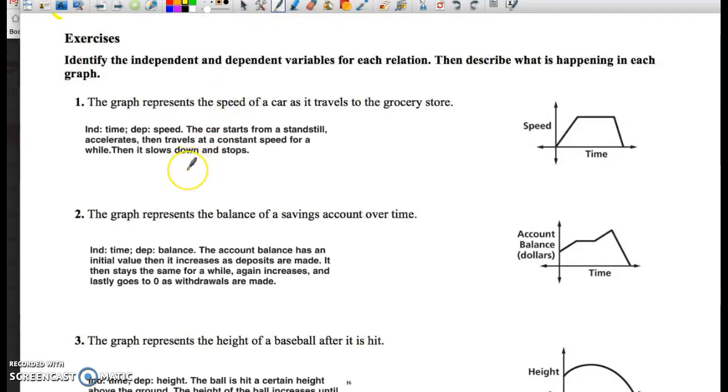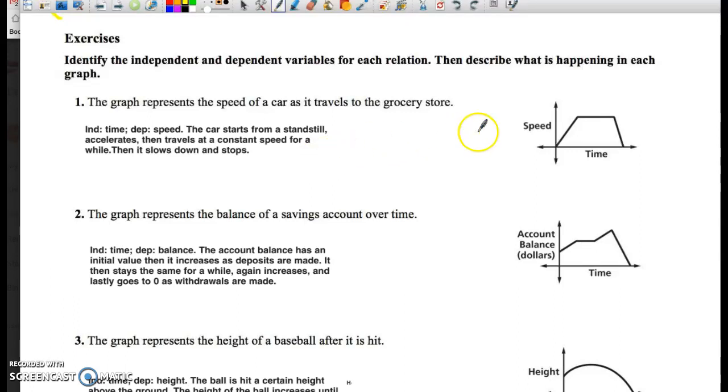Okay, so the car traveling to the grocery store. The independent variable, once again, is time. Time's going to continue no matter how fast you go or how slow you go on your trip to the grocery store. The dependent variable, that which will depend on time, is your speed.